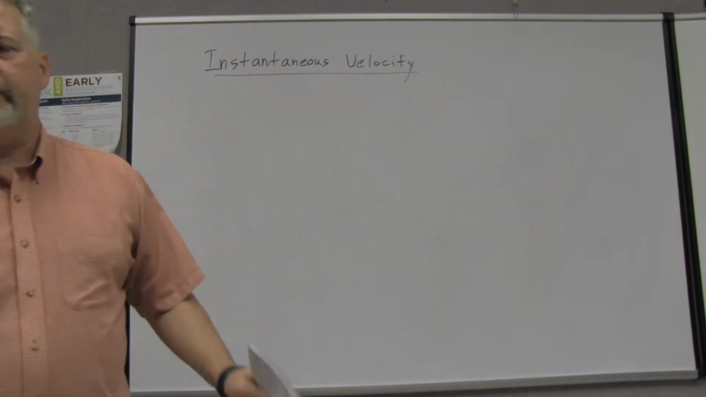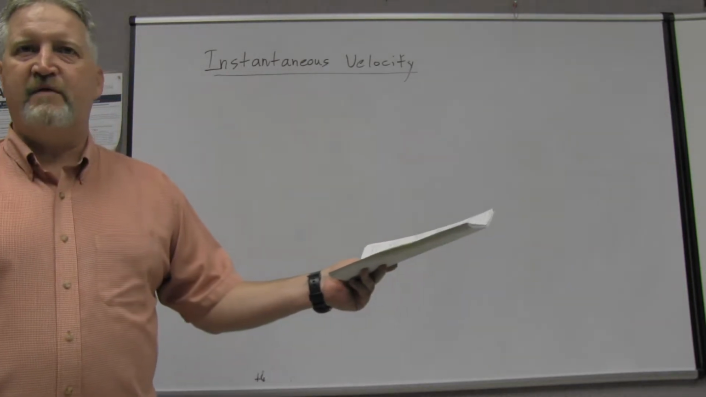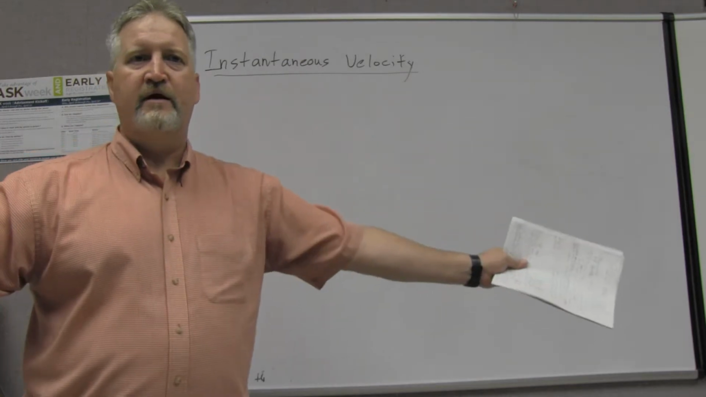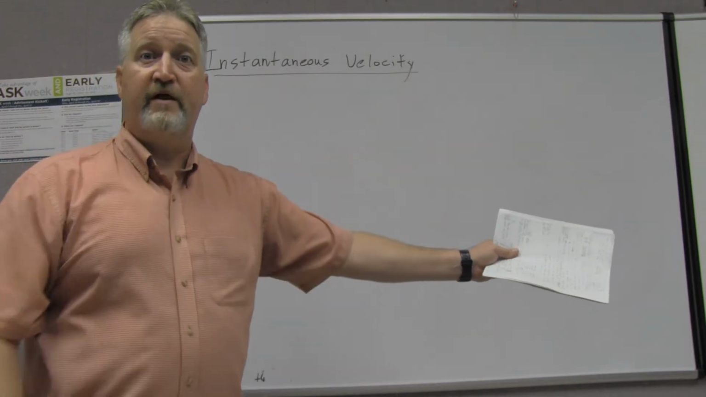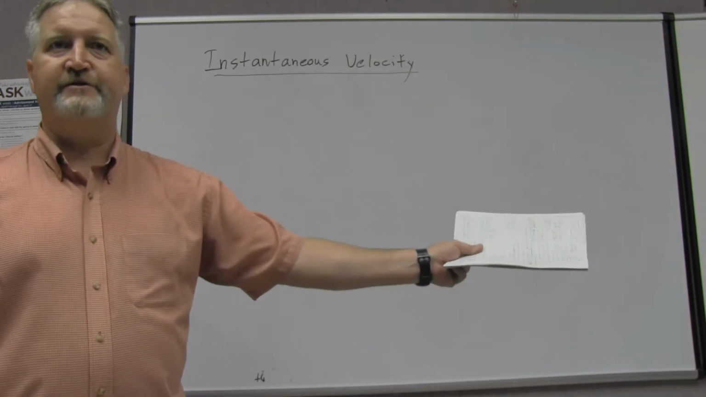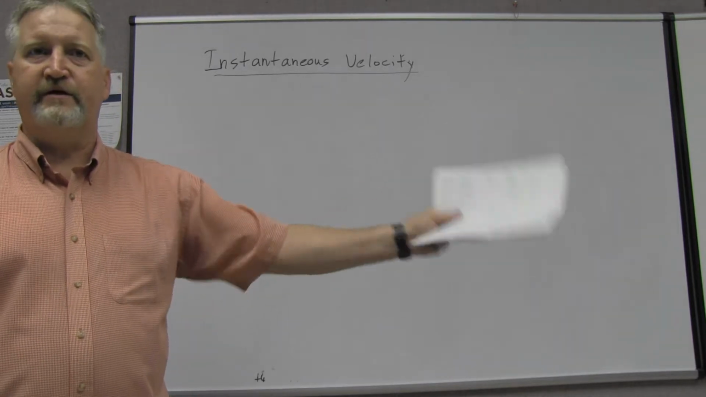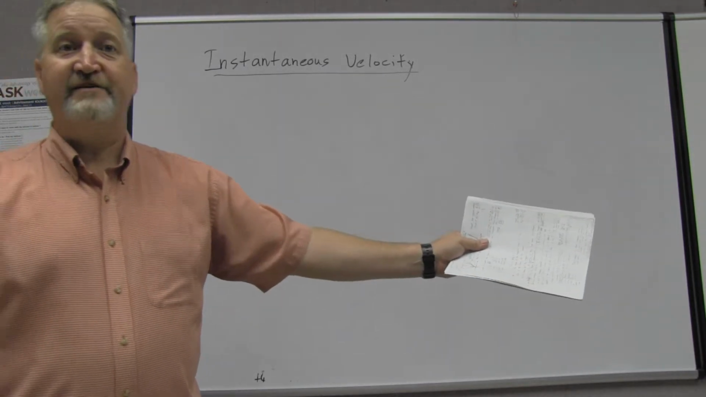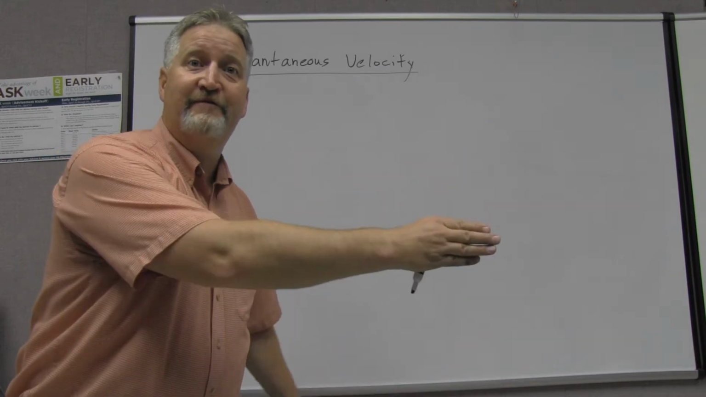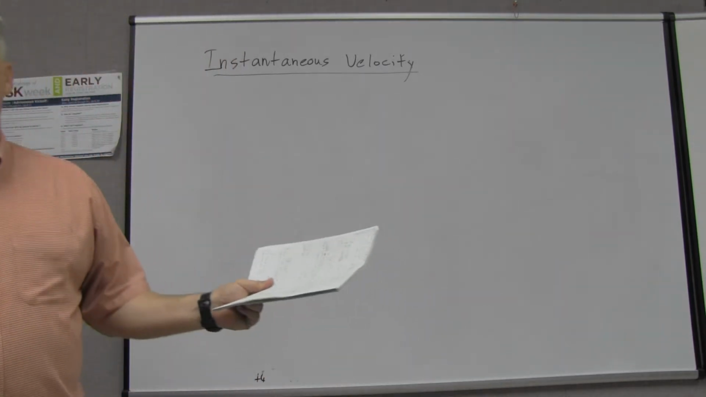Say my average was 50 miles per hour from here to here. That's not saying I was going 50 every place, was it? That's the average of that velocity from here to here. I may have been going faster than 50 for part of it, and slower than 50. You see what I'm saying? So it's an average velocity.